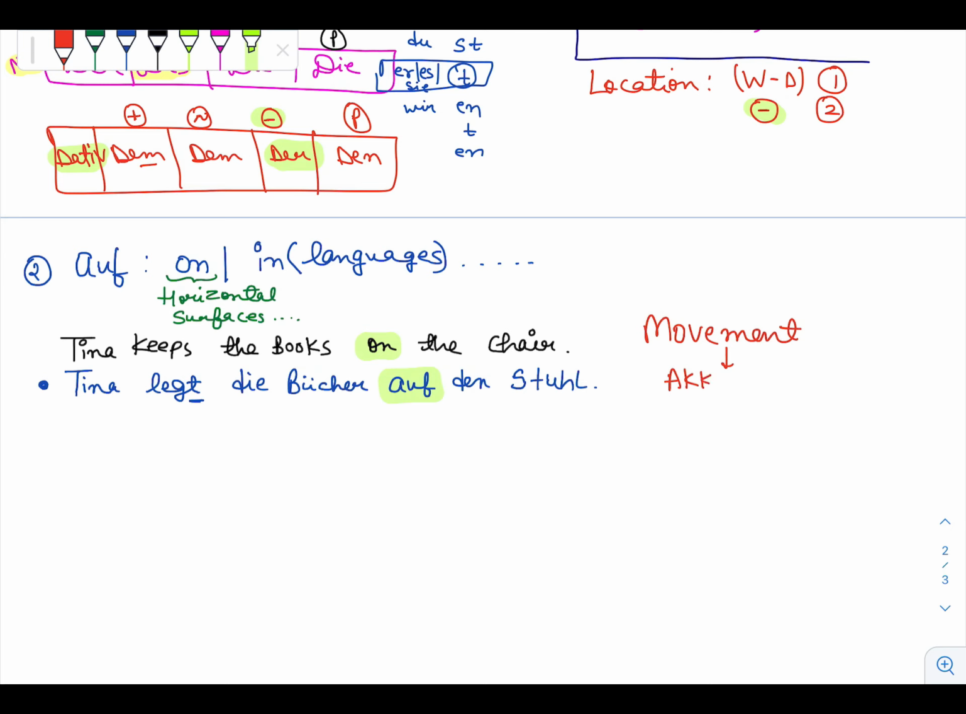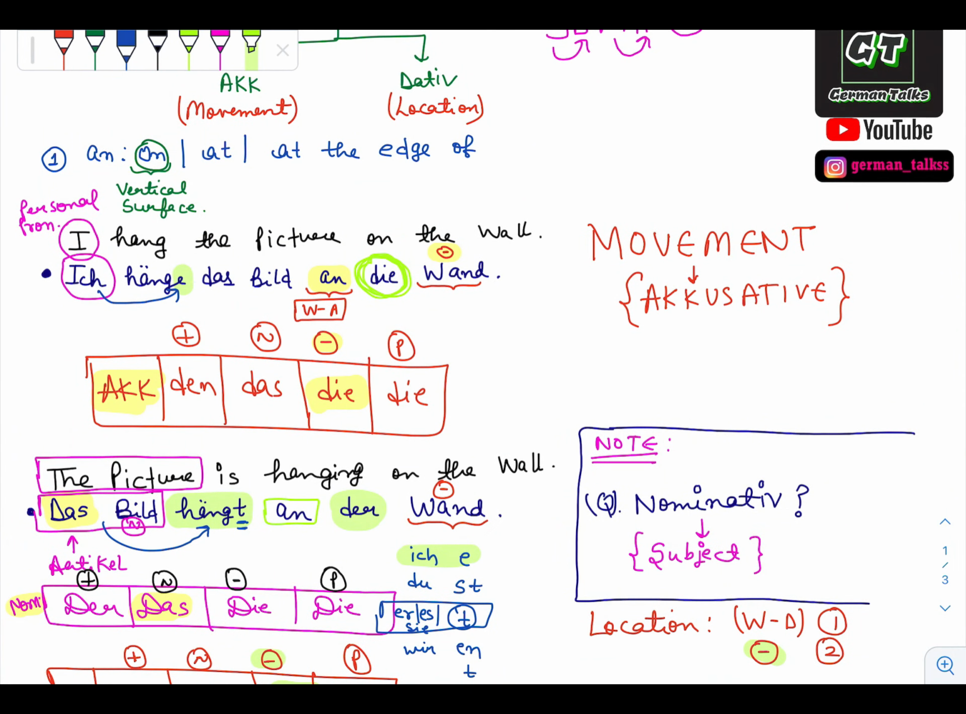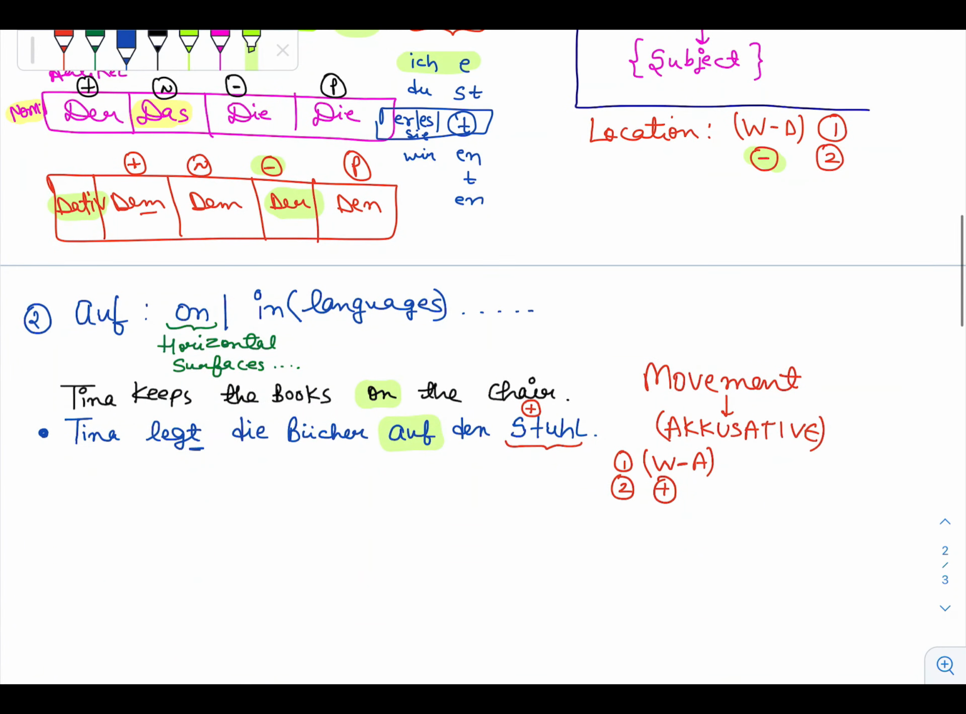So if it is movement, then automatically it comes into accusative. So one thing is clear, Wechsel of accusative. Second thing what we require, gender of Stuhl. Stuhl takes masculine, we did many times, so masculine. Now accusative of masculine, I wrote here accusative of masculine, den, that's why we wrote here den.